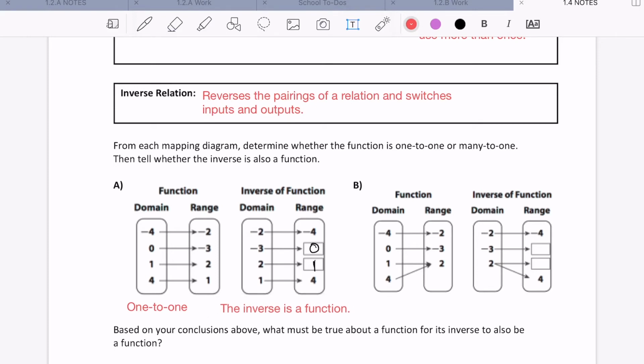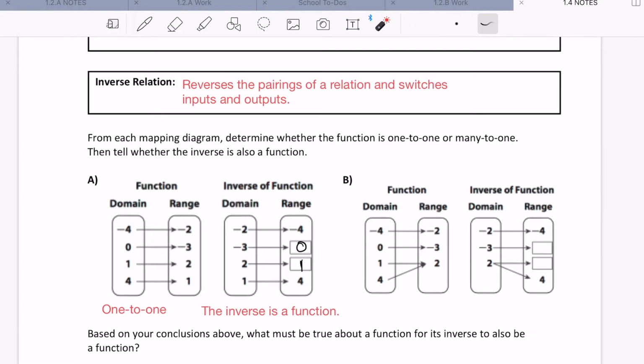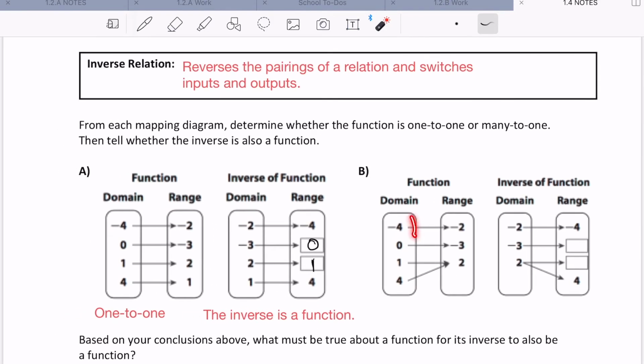Now, if we take a look at the second example, B, we have the domain, -4, 0, 1, and 4, and we have the range, -2, -3, 2. You can see that -4 belongs to -2, 0 belongs to -3, 1 belongs to 2, and 4 also belongs to 2. So in this case, we have a many-to-one function.